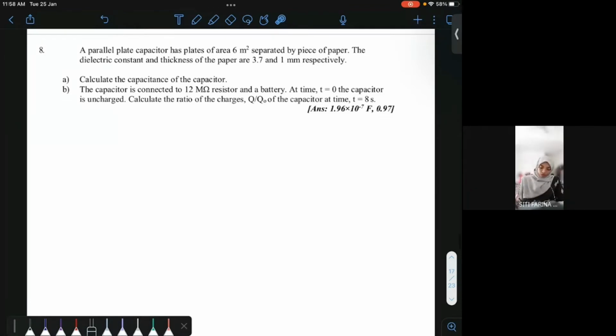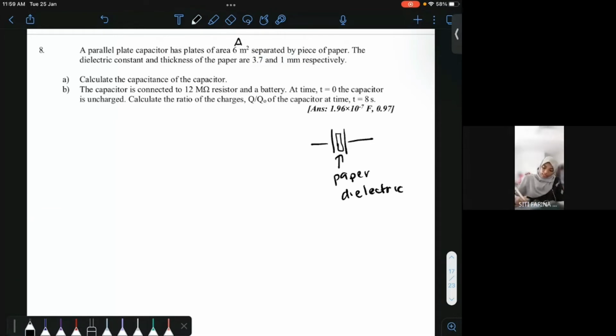Right? Okay. So, question 8. You have a parallel plate capacitor with a plate area of 6 meters square, separated by a piece of paper. Maksudnya the capacitor here is separated by a piece of paper. Maksudnya kita punya paper ini is going to act as your dielectric now, because you have replaced the permittivity of free space with the permittivity of the dielectric. The dielectric constant and thickness of the paper are 3.7 and 1 millimeter respectively.